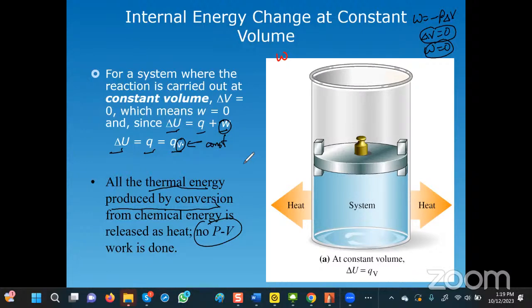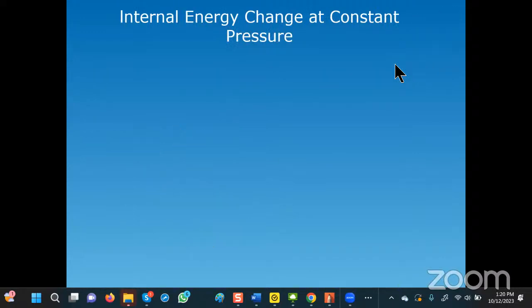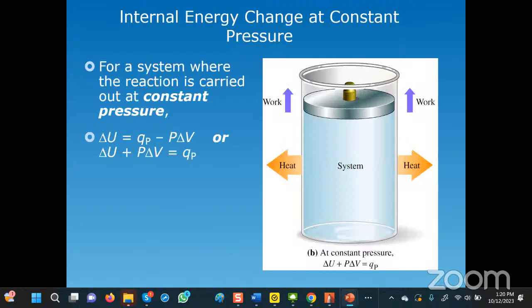So it's a nice theoretical thing to look at, very interesting to look at, but in reality, this is not likely to occur. What is more likely to occur is where the reaction is being conducted under conditions of constant pressure. Now, in that particular case, delta U, let me rewrite the equation that I had before.